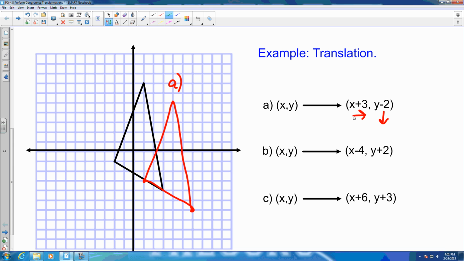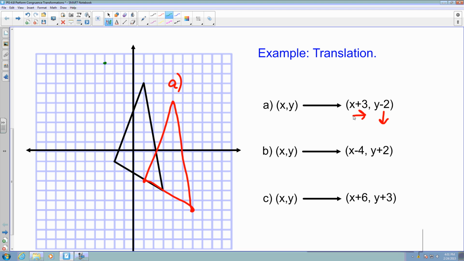If I look at example B, it says x minus 4 and y plus 2, which means I'm going to move my vertices 4 units to the left, 1, 2, 3, 4, and up 2, 1, 2. So I plot the point. And then I'm going to go 4 units to the left here, 1, 2, 3, 4, 1, 2. And then finally 1, 2, 3, 4, up 2. And again, I didn't change the size of my object, I just made a new image. And that was example B.